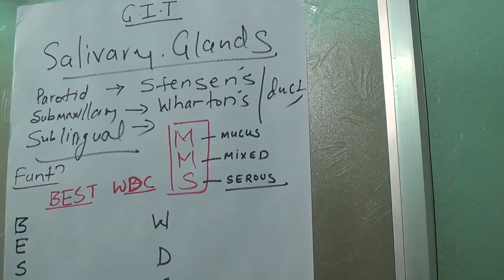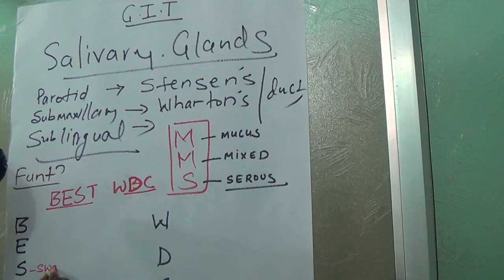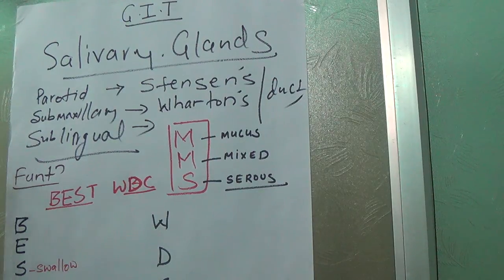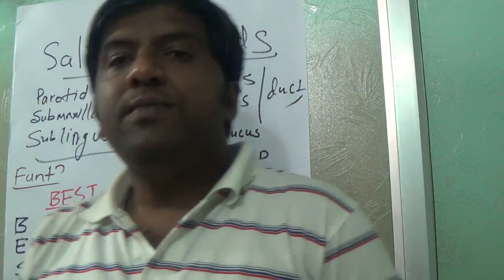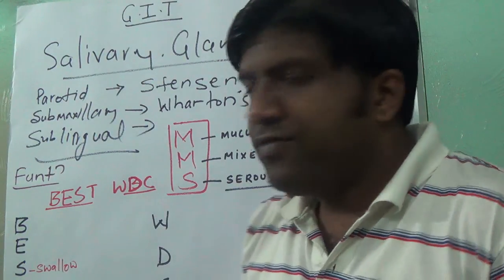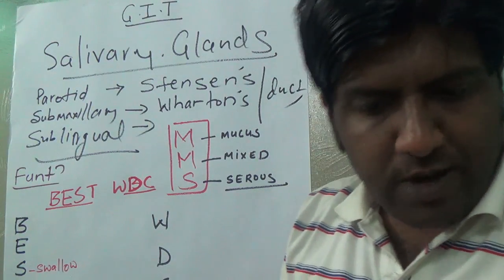Right. So I will go one by one. As we know, the foremost function of saliva is swallowing. Swallowing is the biggest function of saliva because you cannot swallow the food directly dry. Your saliva is very important to cause swallowing of the food particles. So S stands for swallowing.